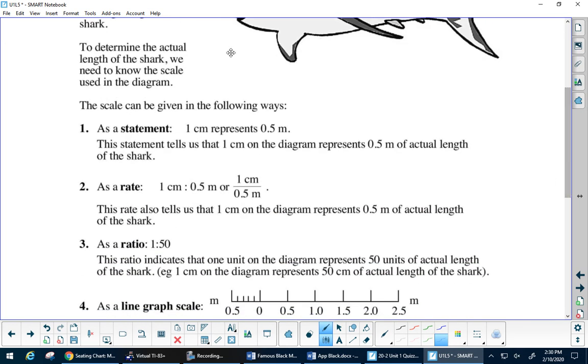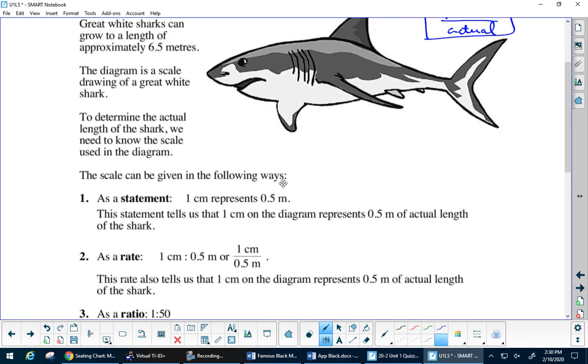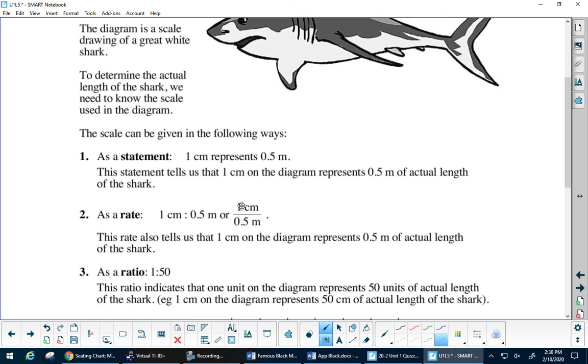Now, it says 1 centimeter represents 0.5 meters. Now, 0.5 meters, a meter is about that big, so it's about half that. 1 centimeter on this picture represents 0.5 meters of the real shark. So as a rate, you can write it as 1 centimeter to 0.5 meters. Now, why is it a rate? Because different units.